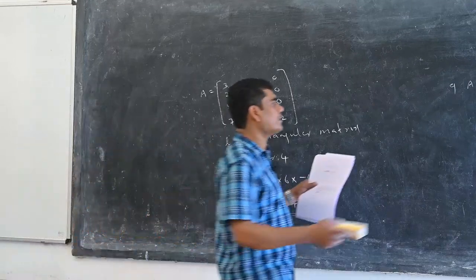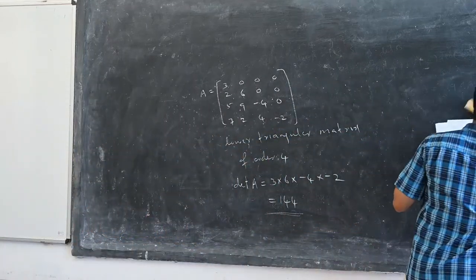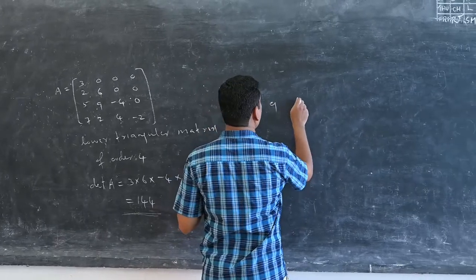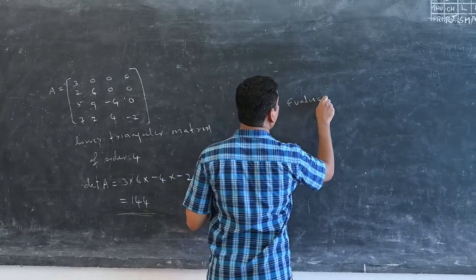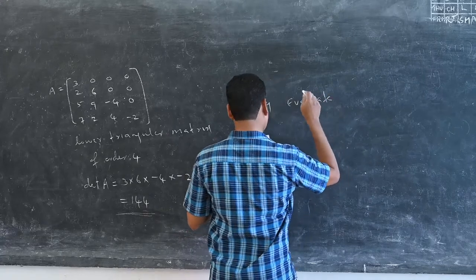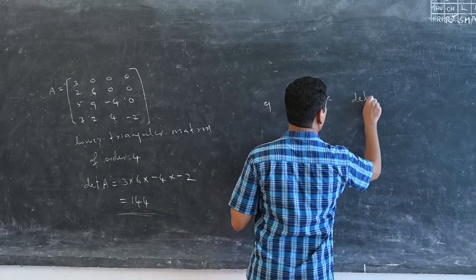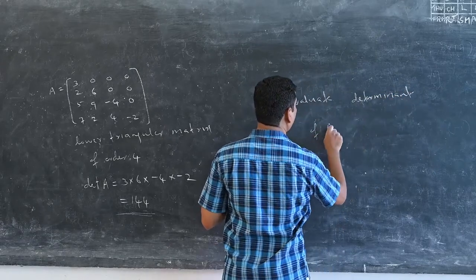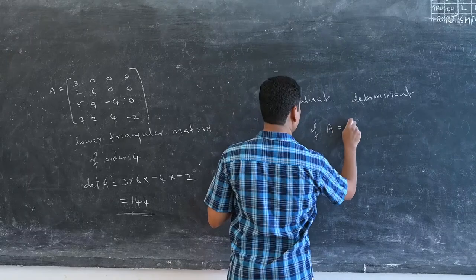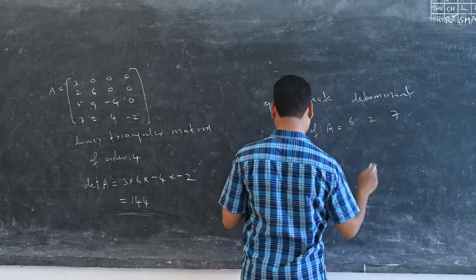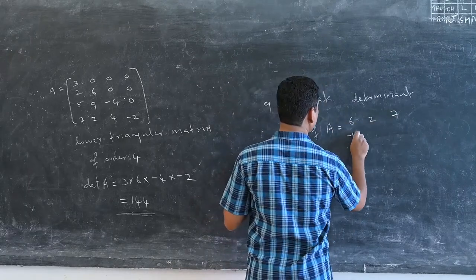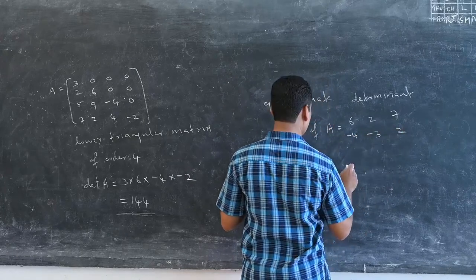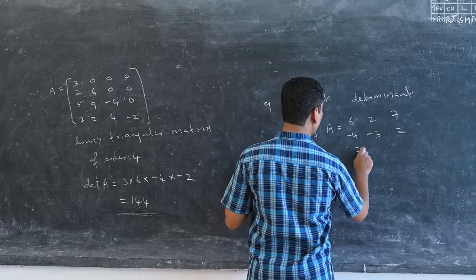So another example is: evaluate determinant of A. Determinant of A is equal to the matrix with rows 6, 2, 7, then minus 4, minus 3, 2, then 2, 4, 8.